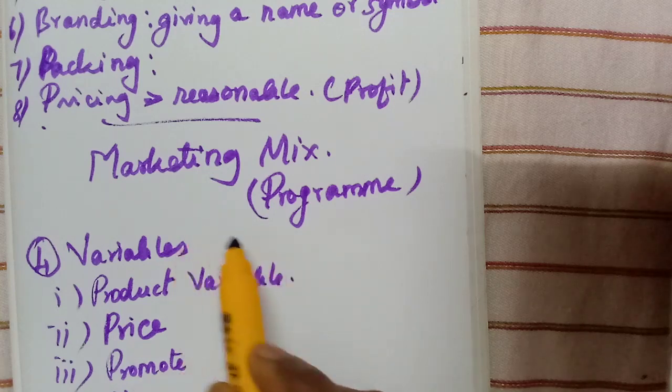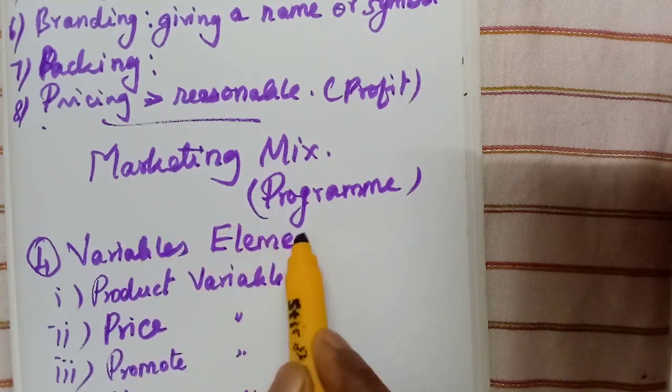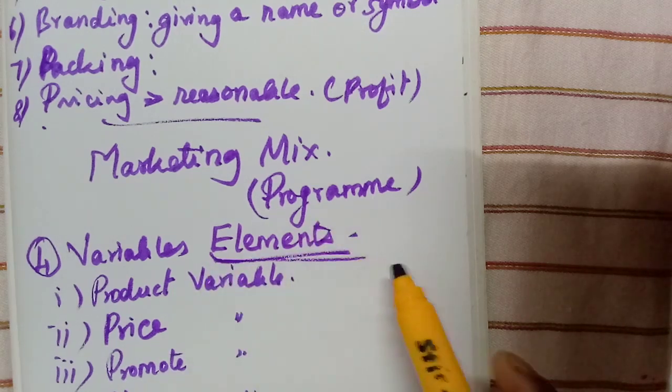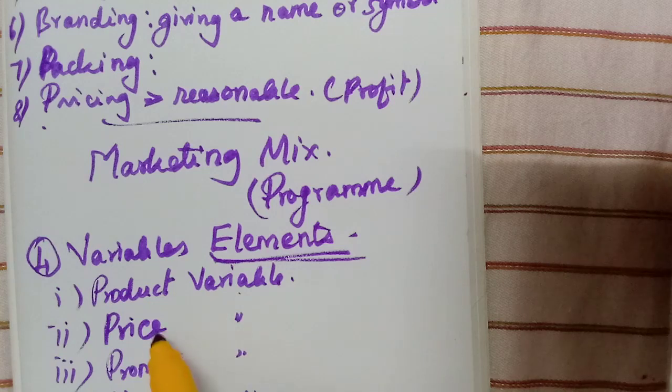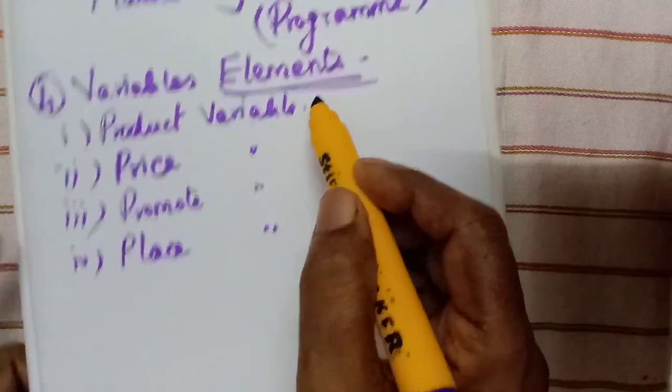Okay. Variables, four variables. If they ask elements of marketing mix, also the same answer. Elements of marketing mix: product variable, price variable, promotion variable, then place variable.